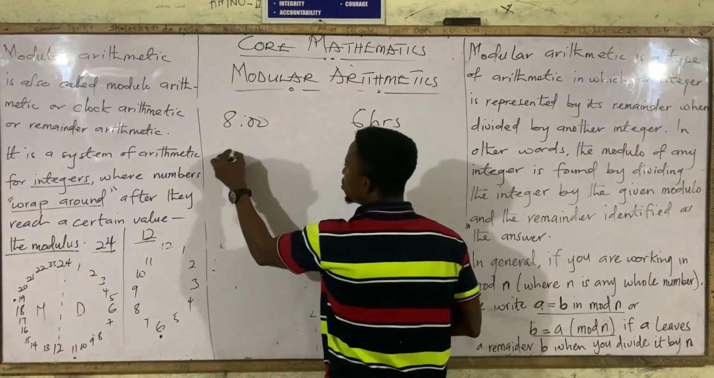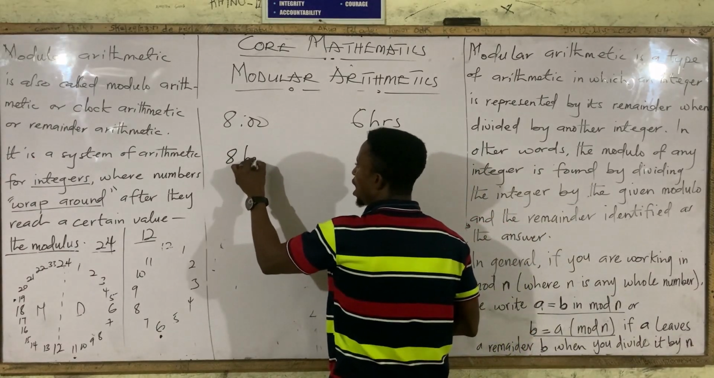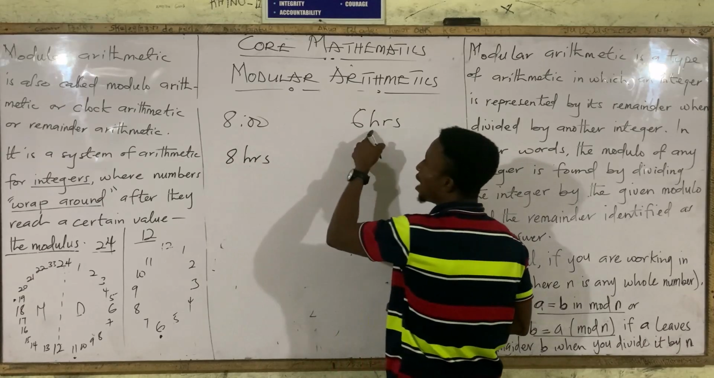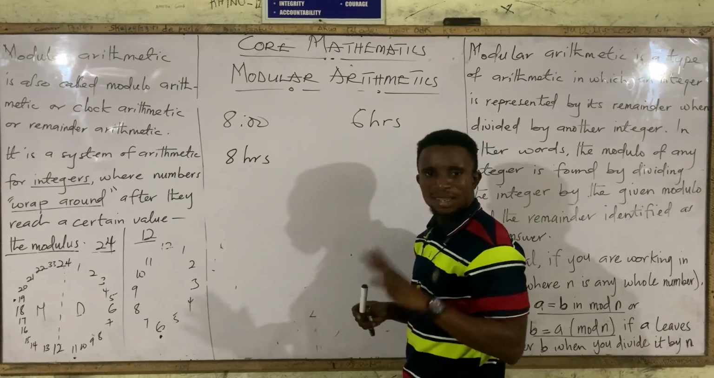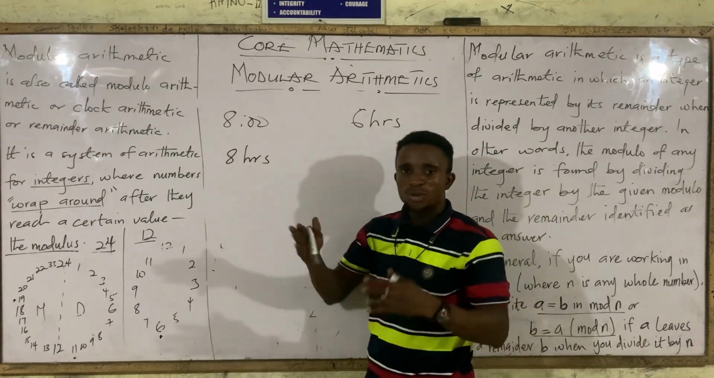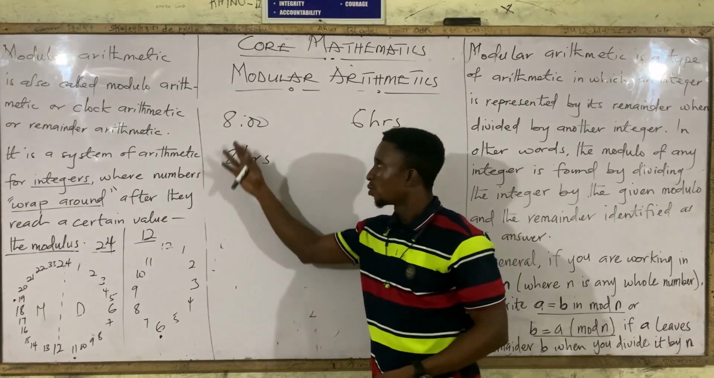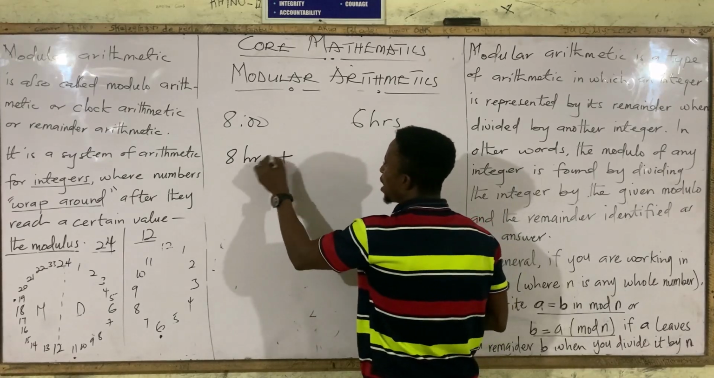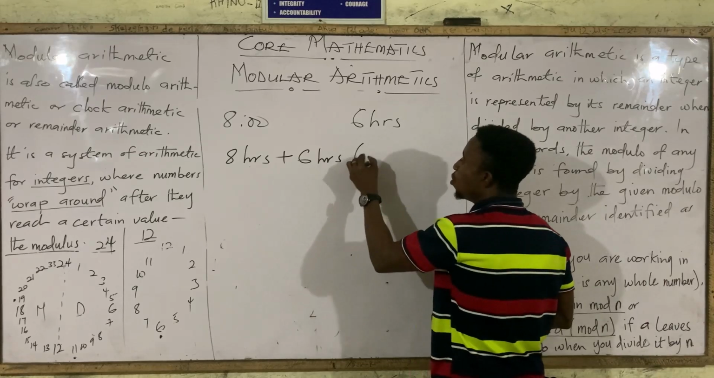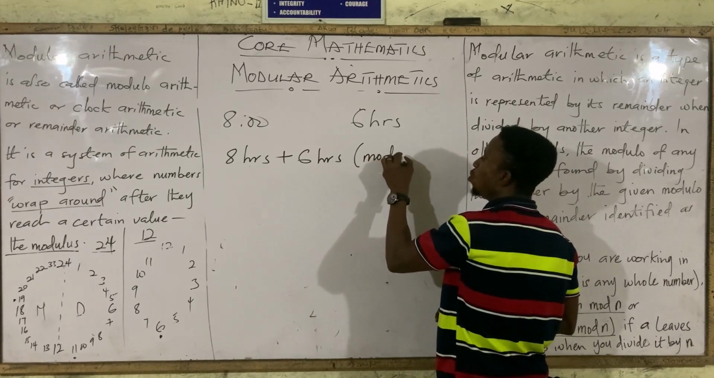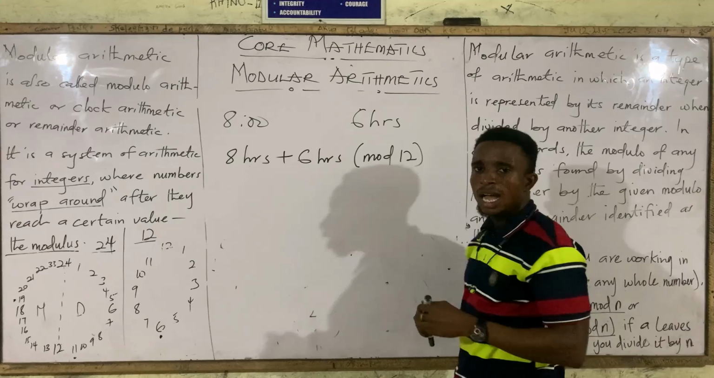Then what do we do? We write the 8 in hours, because I can't write 8 o'clock and add this one to that. Are we okay? Then it will be 8 minus 6. But it's not that. 8 o'clock means 8 hours. So I've written this one like this. Then I can say plus 6 hours. Then I take it in the mode, that is the 12. Are we okay?